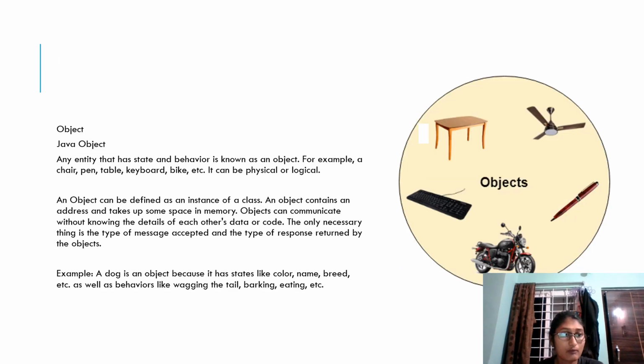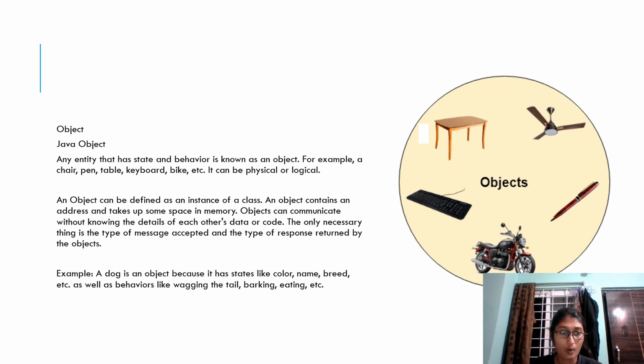Java object: an entity that has state and behavior is known as an object. For example, chair, pen, table, keyboard, bike, etc. It can be physical or logical. An object can be defined as an instance of a class. An object contains an address and takes up some space in memory. Objects can communicate without knowing the details of each other's data or code. The only necessary thing is the type of message accepted and the type of response returned by the object.